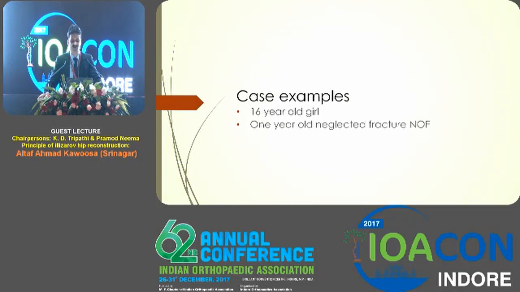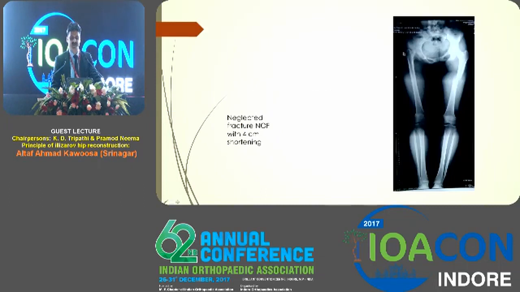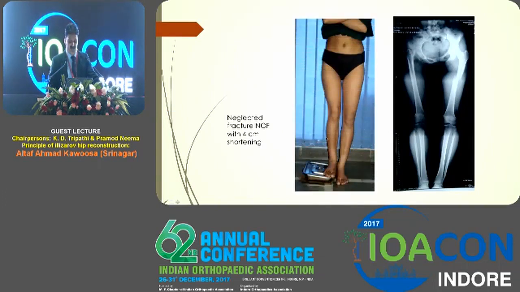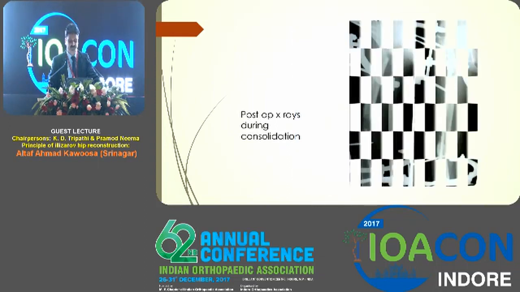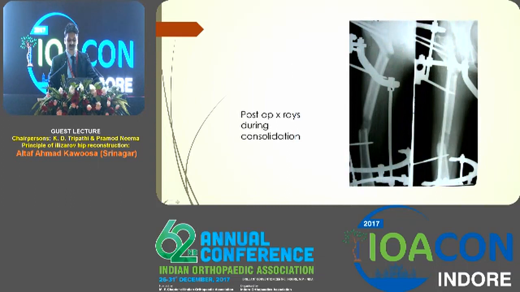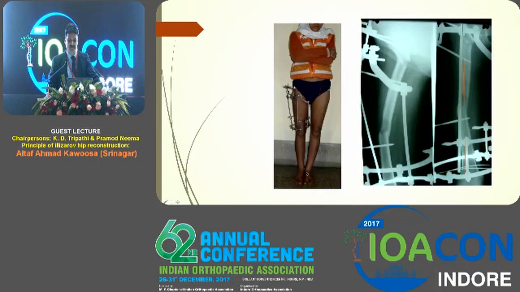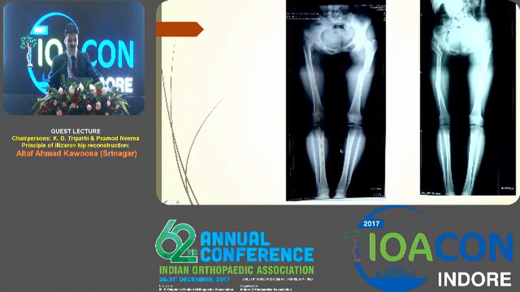This is a 16-year-old girl, reported with 1-year-old neglected fractured neck of femur. The trochanter has migrated much higher, with remnants of the head, and she has associated 4 centimeters of shortening. Post-op X-rays during consolidation, one osteotomy, the lengthening is consolidating. Then this is consolidated, the frame in place. And look at this. This is the new image now.